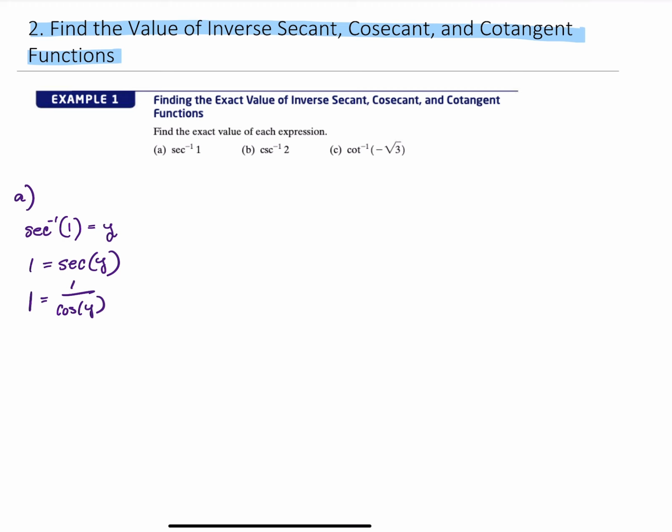That's saying that the cosine of some angle is equal to positive 1. And the inverse secant is restricted between 0 and pi. And it can't be pi over 2, so we have a little hole there. So on the top half of the unit circle, the cosine is equal to positive 1 at an angle of 0. And the secant will also be equal to 1 there.